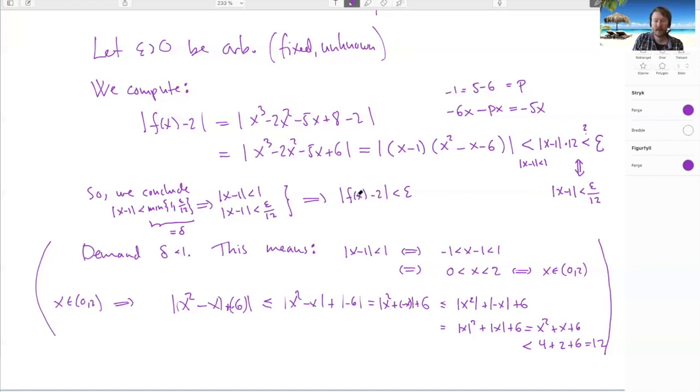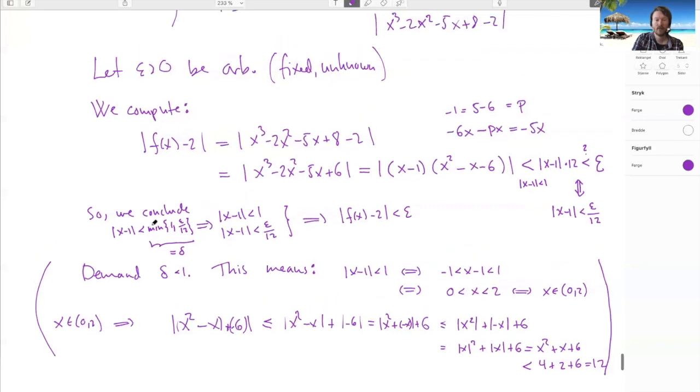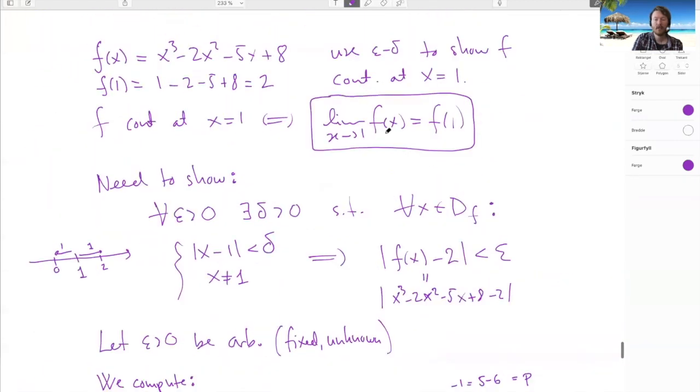I've proven that I can get this as small as I want by making x minus 1 small, meaning I've proven that this limit holds when f of x is this expression.